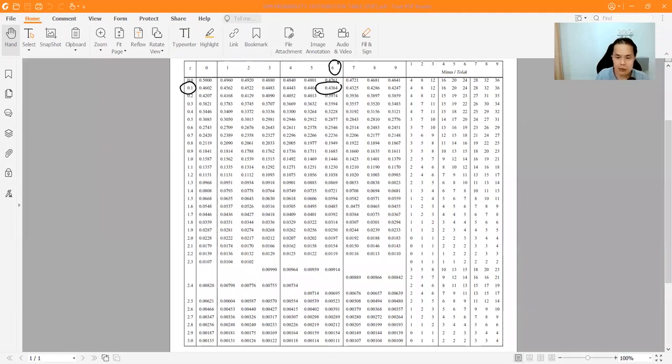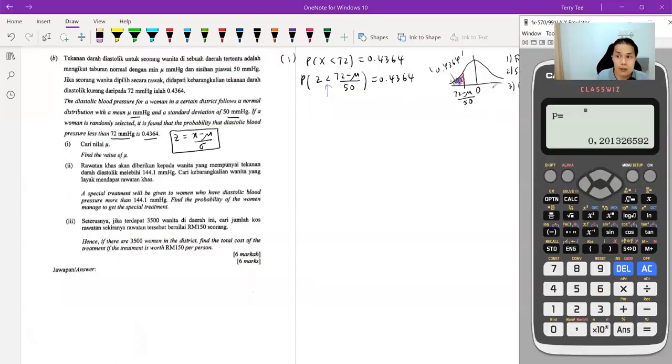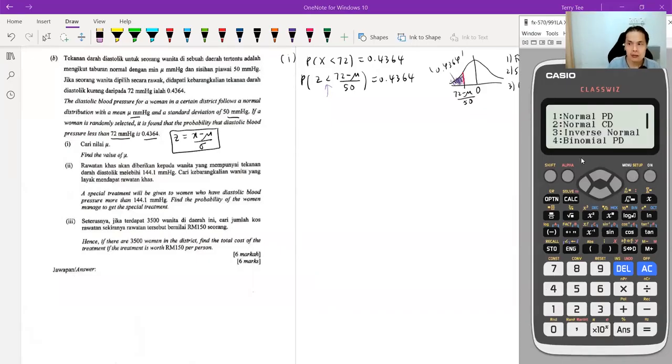So now, if you don't want to use a mathematical table, you've got to use this calculator. Only this class width calculator can do the job. Okay, so you press mode, press 7, press 3 for inverse norm. Your area is 0.4364. And my answer, you can see 0.16. Yeah, but this calculator will give you negative because the area is always measured from the left, right?